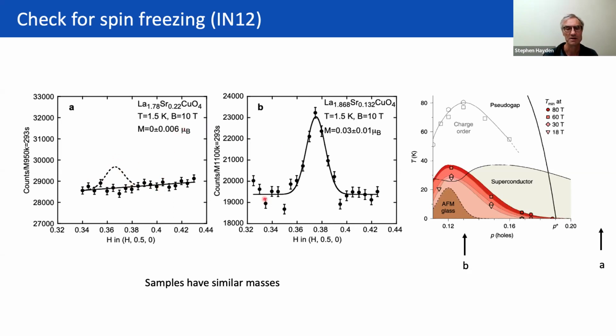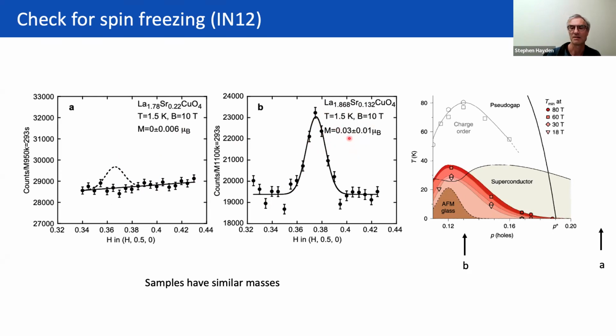And just as a reality check, we also measured a sample where we'd expect to see a signal. It's a lower doping and in a magnetic field. Here is that measured in 10 Tesla actually. That's what you would expect to see if there was some spin freezing.